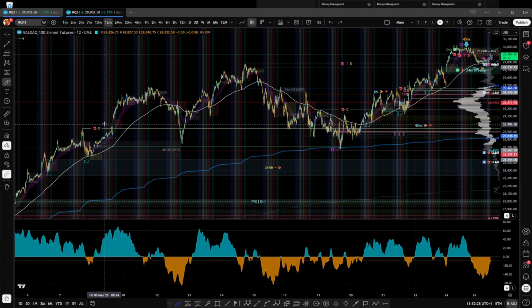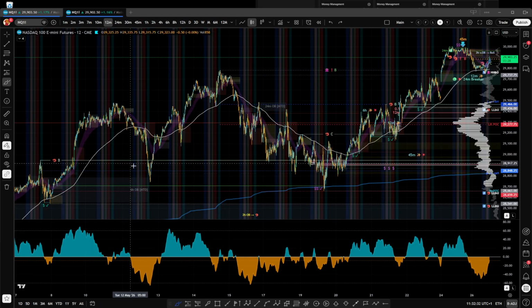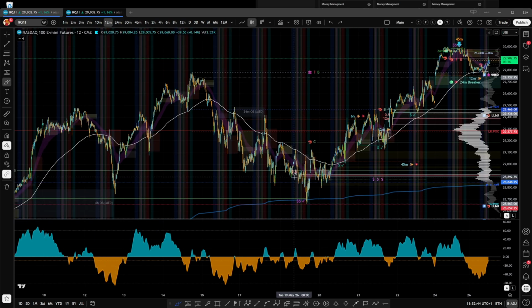we came into this pull here. It was a bit iffy around this low just because of how we behaved. And we were coming into a mitigated block. But we did get absorption. We got all of the nice signs, change of character.